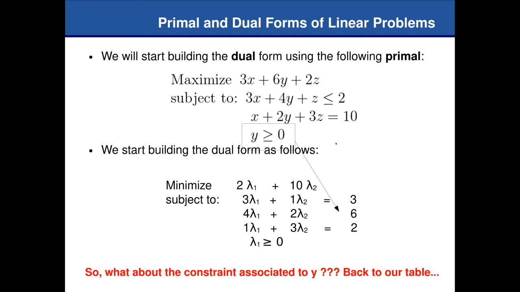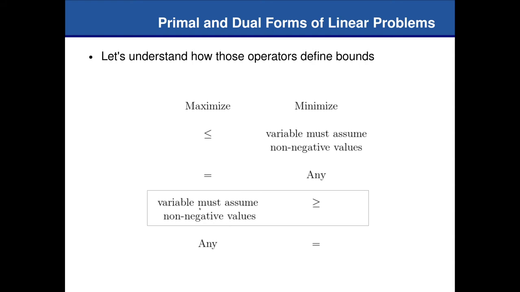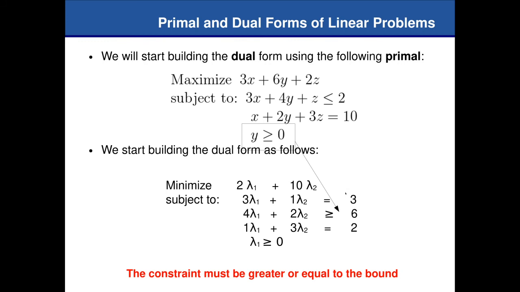What happens if y has to be greater than or equal to 0? Going to the table, take a look at the table now. What's going to happen with this operator? Variable must assume non-negative values. What about the operator in that particular constraint? Greater than or equal will be here. Take a look.